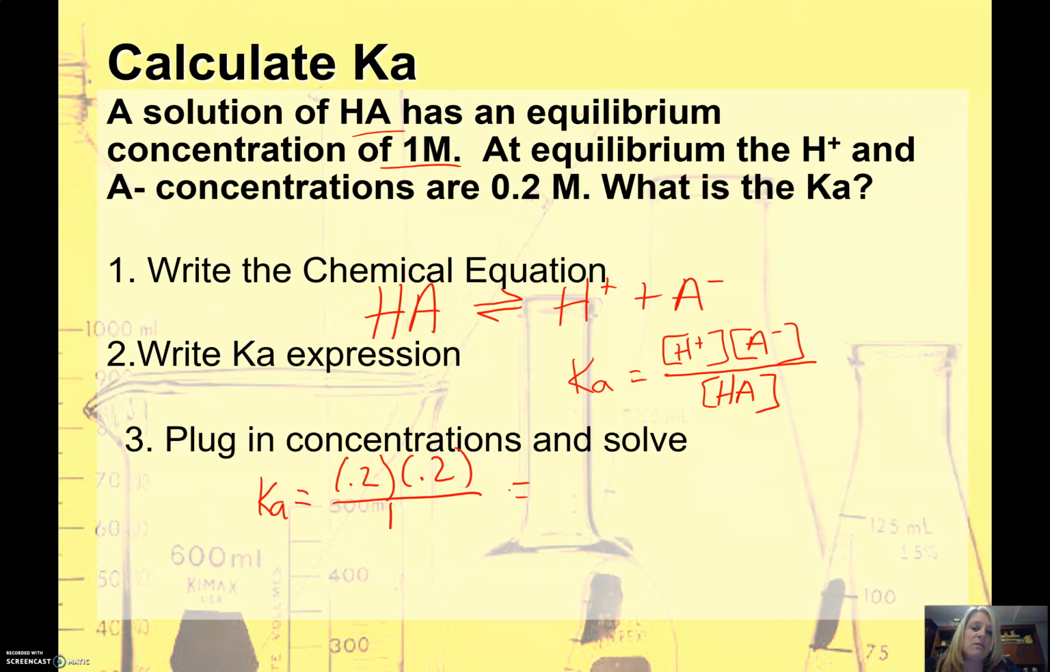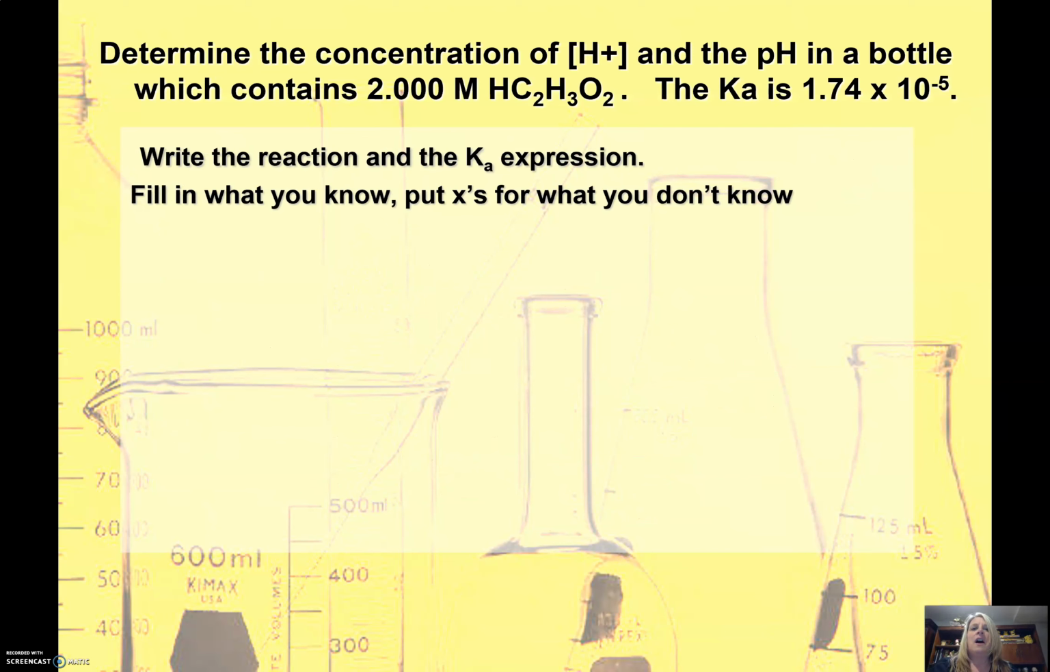So all we've got to do is multiply 0.2 times 0.2, divide by 1, and we get a Ka value of 0.04. So similar, right, to what we did in our last unit. All right, how about we take a real acid? Here is acetic acid, aka vinegar.